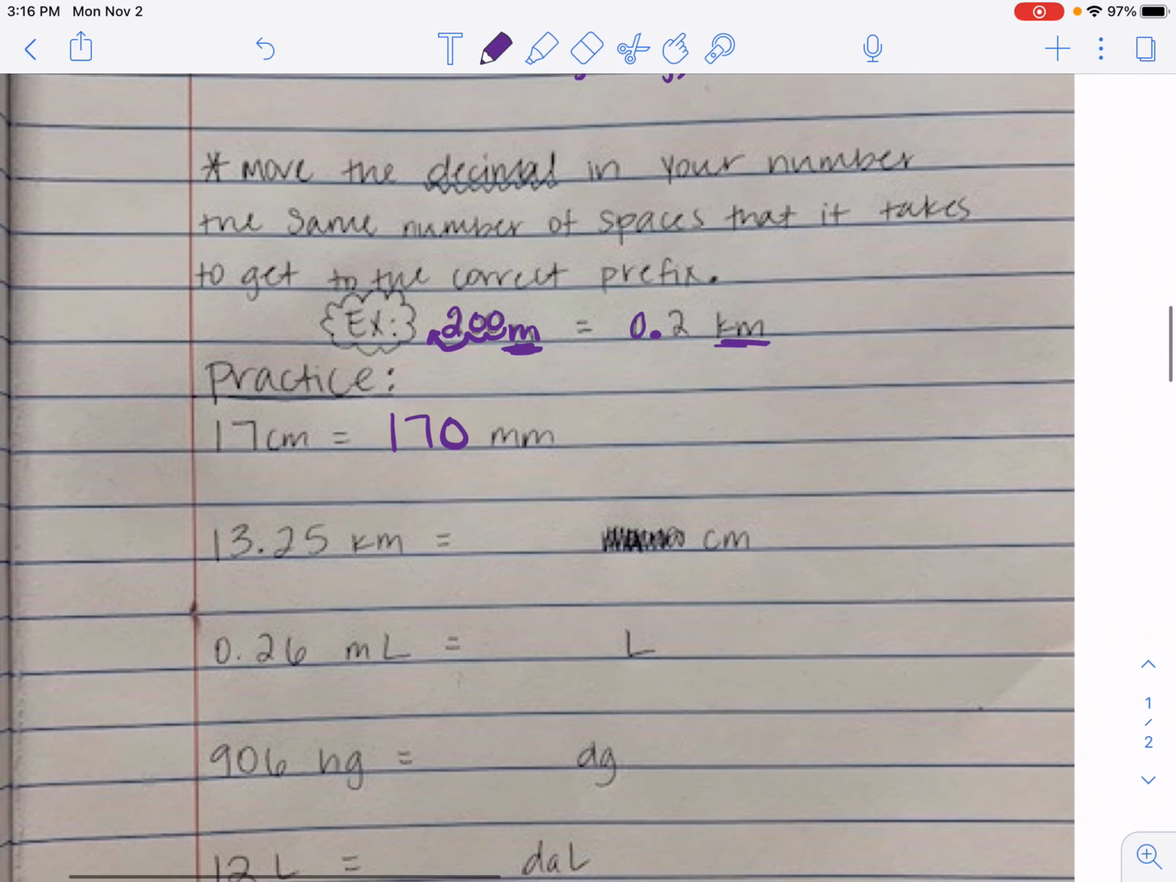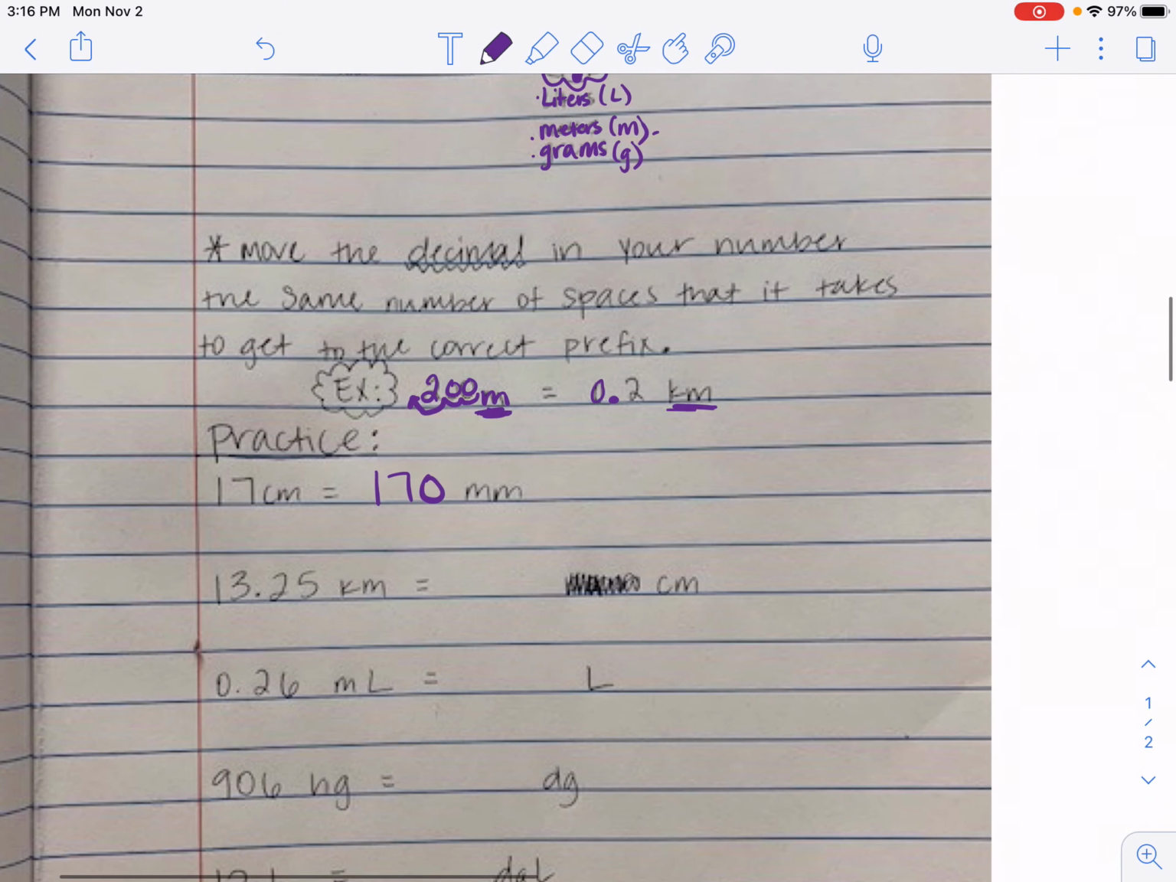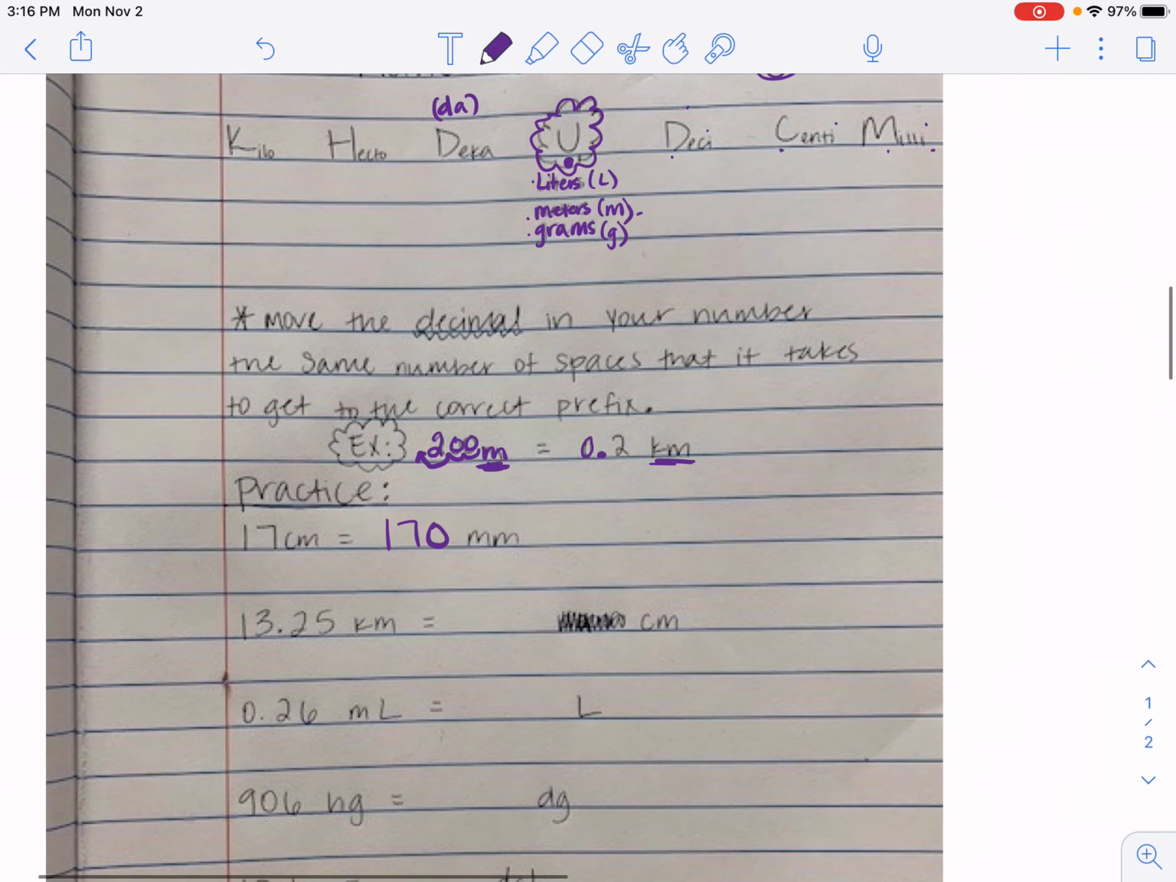So 13 and 25/100 kilometers, we want to know how many centimeters that is. So if I'm going from kilometers to centimeters, that's pretty far. So kilometers to centimeters, I'm going to look up here. Here's my kilometers. Here's my centimeters. I'm going to count 1, 2, 3, 4, 5. So I had to move 5 places to the right. So I'm going to take my number and I'm going to go 1, 2, 3, 4, 5.